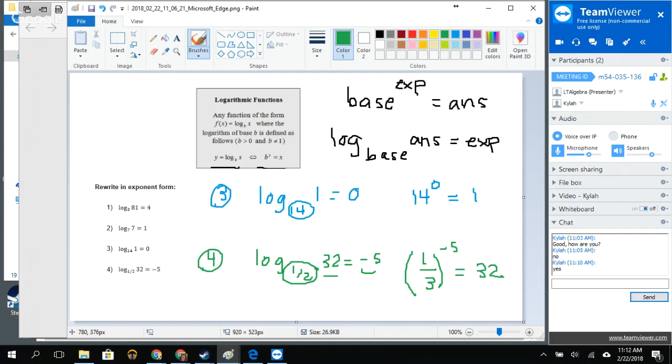Give me 1 second. Let me grab my book because I don't love my notes right here. So let me grab my book so we can do a couple from the book. Give me 1 second.